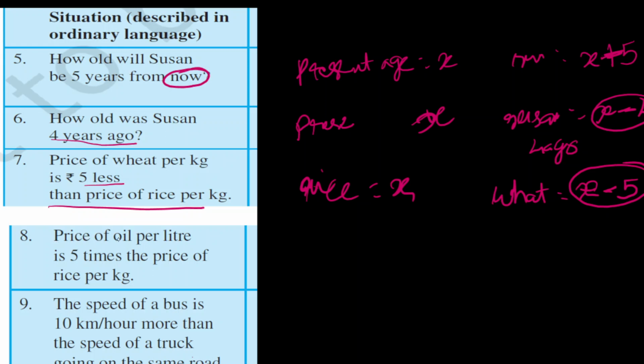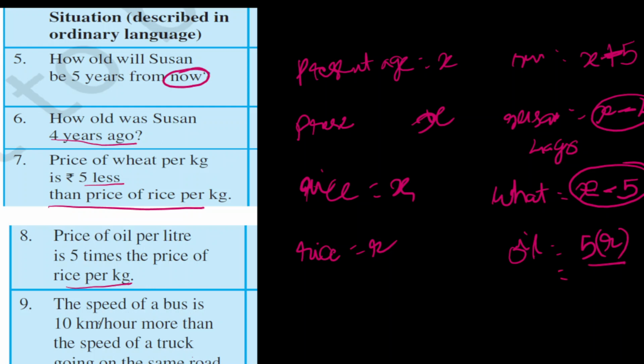And here the price of oil per liter is 5 times the price of rice per kg. Here the price of oil depends upon the rice price, so let's take the rice price as r. If the rice price is r, then the price of oil per liter is 5 times that, so the expression becomes 5r.